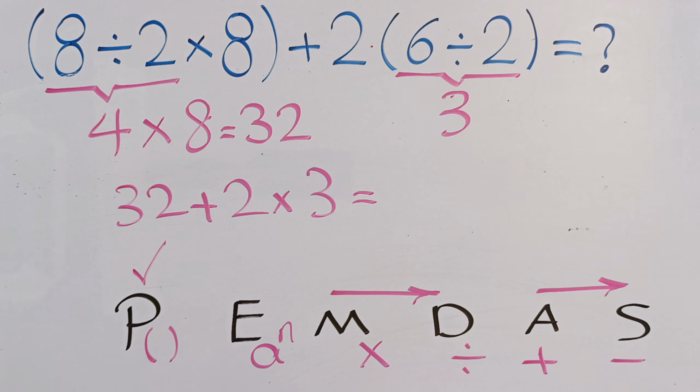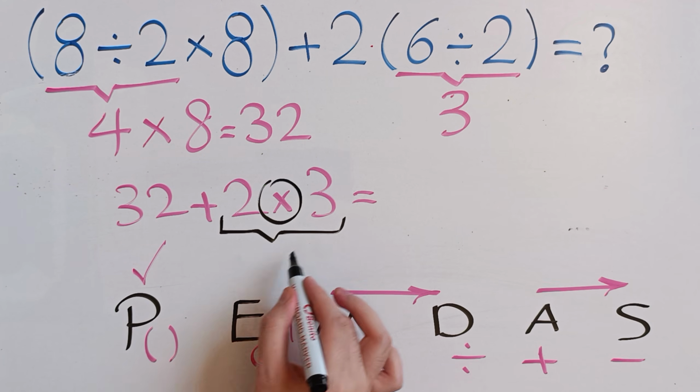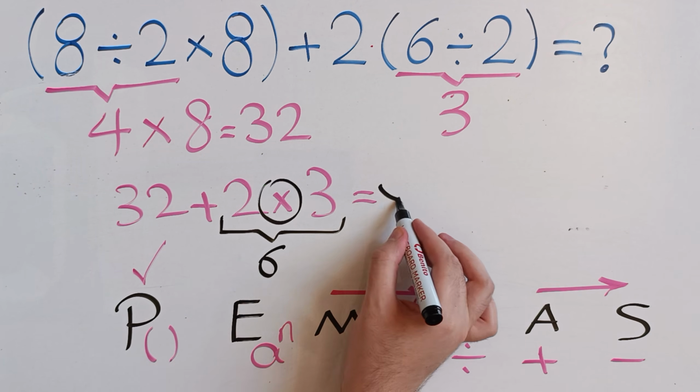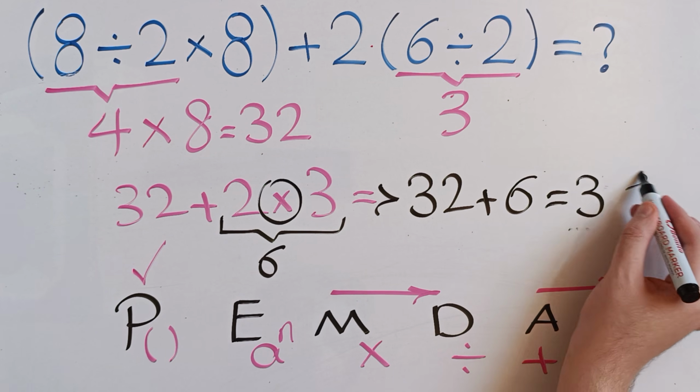After the parentheses, it's time for multiplication. 2 times 3 is 6. Finally, 32 plus 6 equals 38.